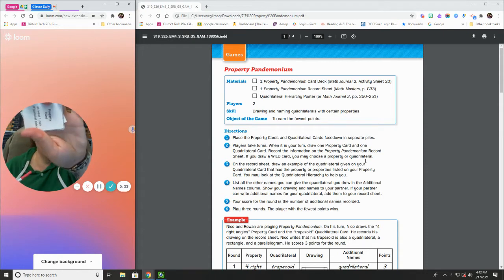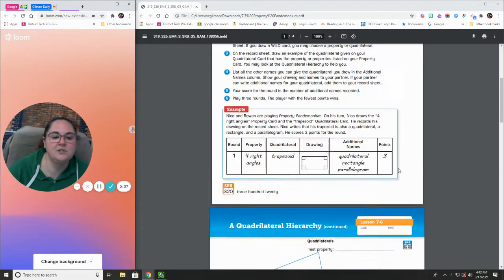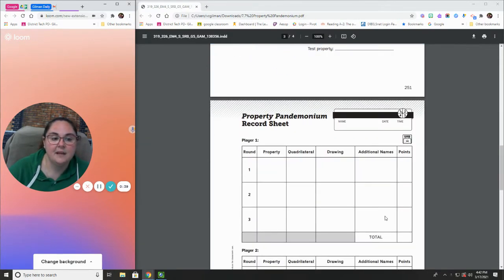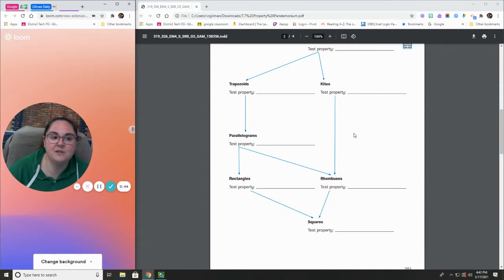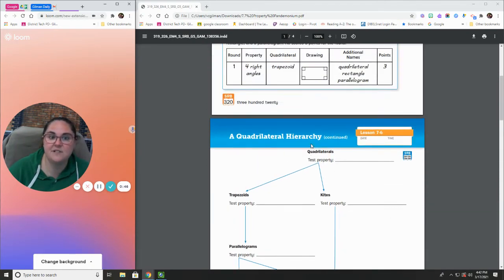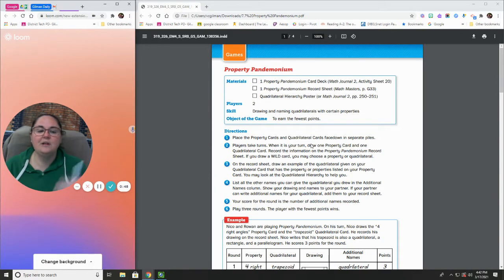The cards are going to look a lot like this. You're going to cut them out. You're also going to need the Property Pandemonium record sheet, which is attached to this lesson. It looks just like this. And you'll need your hierarchy page, which should be figured out and filled out just like we did for 7-6. Then you're going to be able to name quadrilaterals.